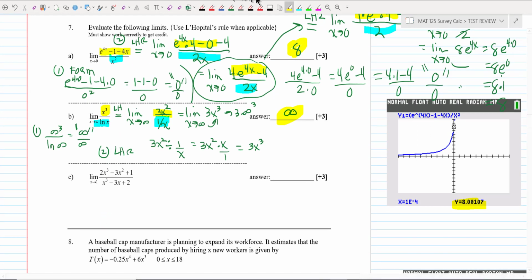Okay, the next one, we'll just kind of work out the same way. Step 1 is to look at the form. If you plug in a 1, we would have 2 times 1 to the third minus 3 times 1 to the second plus 1. The denominator would be 1 to the third minus 3 times 1 plus 2. So that's 2 times 1 minus 3 plus 1 over 1 minus 3 plus 2. So that looks like 0 over 0. You have to do that first because you can't use L'Hopital's rule unless it's 0 over 0 or infinity over infinity for this class.